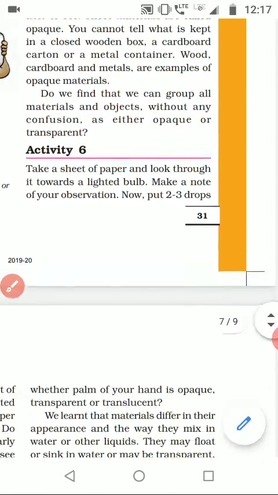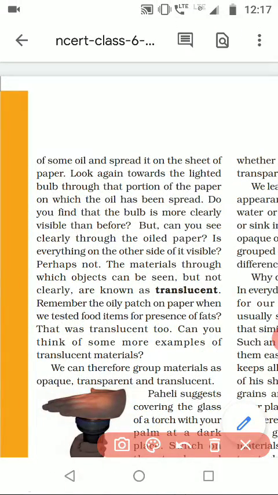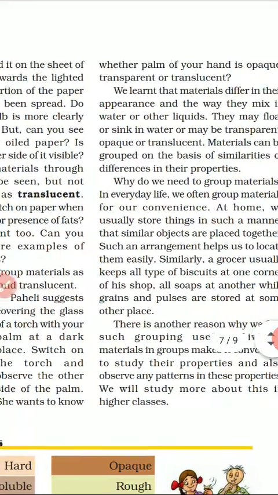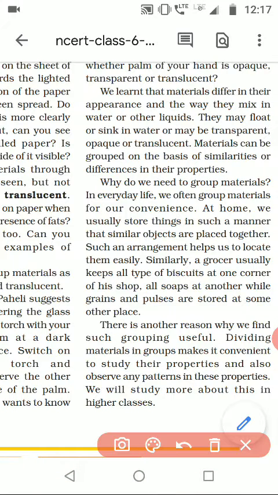Now let us understand translucent material. You take a paper and apply oil over it, that will become translucent, through which you can see a hazy picture, but you cannot see a clear picture. The materials through which objects can be seen but not clearly are called translucent objects. So this is the complete difference between transparent, translucent and opaque objects.